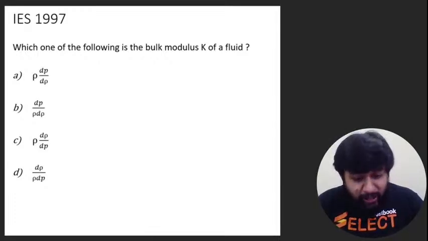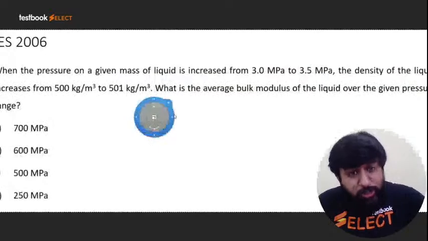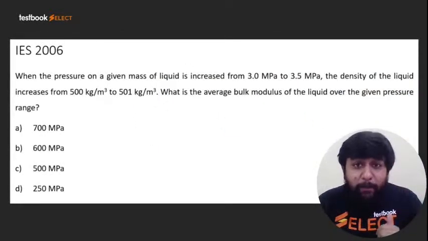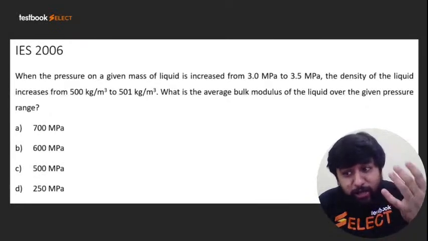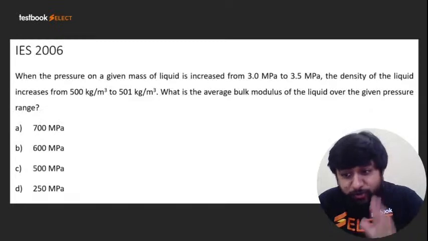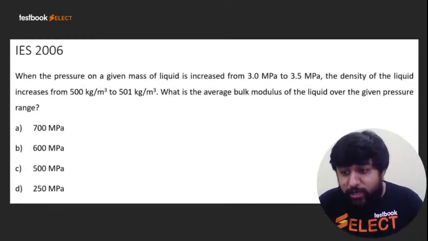So again, they were asking you the bulk modulus. This question also we have done, and we found out that the answer is 250 megapascal. Change in density is given, d rho is given, dp is given, initial density is given. You have to find out the bulk modulus. We have done this question.